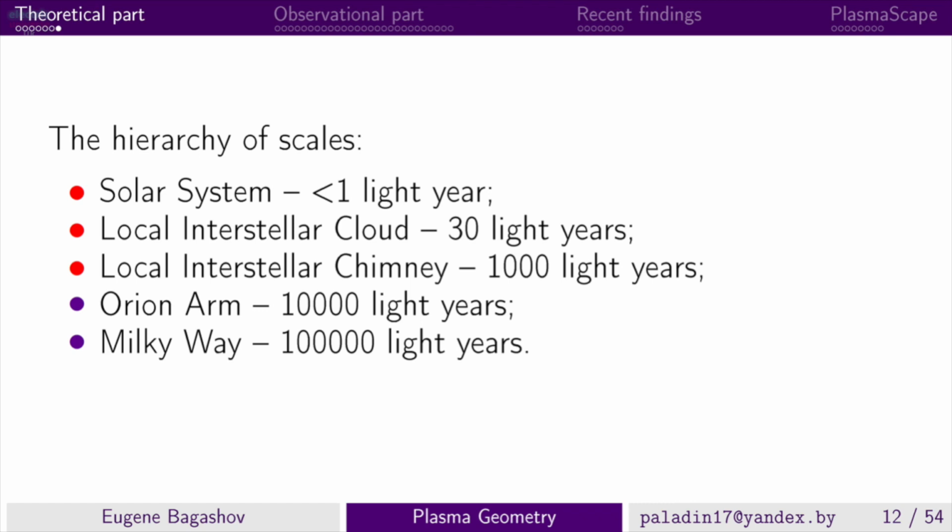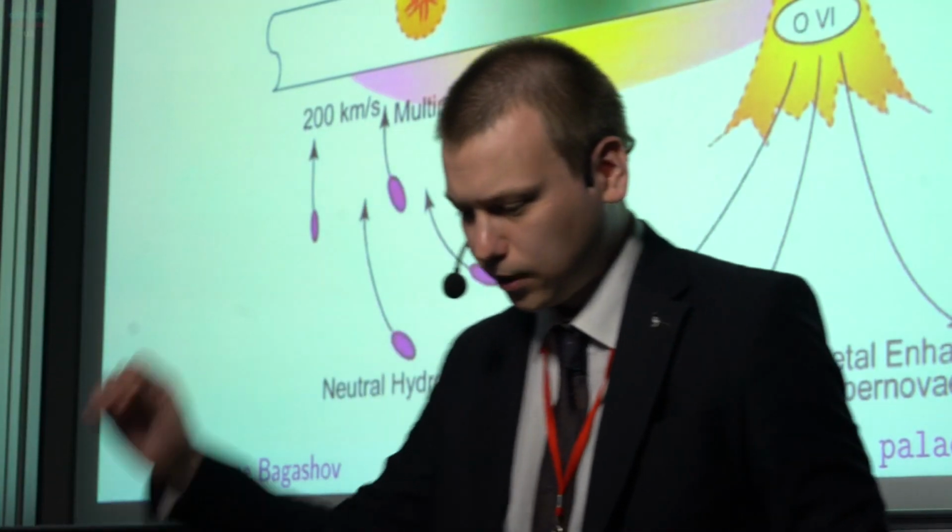So we have the scale of the solar system, which is less than 1 light year, even less than 0.1 light year, well, that depends on what you consider the boundary of the solar system. We have the scale of the local interstellar cloud, which is tens of light years, and the scale of the so-called local interstellar chimney, which is even bigger, about 1,000 light years. And then we have the spiral arm, and then we have the whole galaxy. But in this talk, I'm going to be focusing on these first 3 ones, and we'll start from the largest one, this local interstellar chimney.